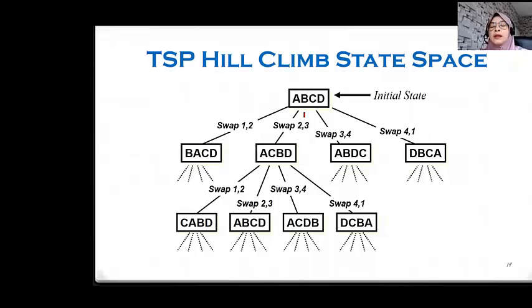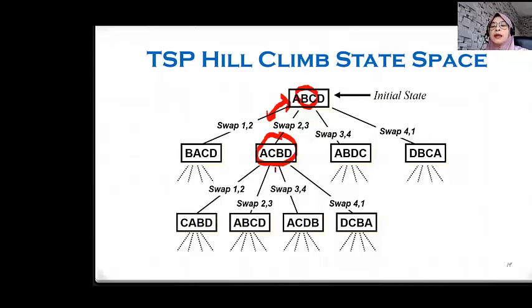Let's say we randomly generate the point to swap. We got points 2 and 3, which are B and C. So we swap these two positions, and we get A, C, B, D. We evaluate this. If the new solution is better than the initial solution, then we accept this solution, and randomly generate a new neighbor solution from the current solution.